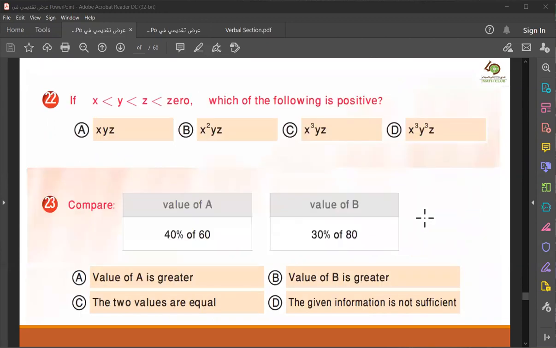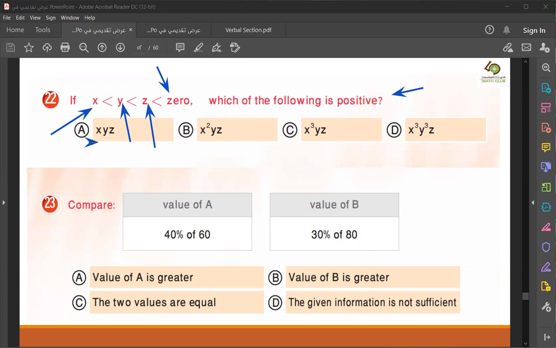Okay, now 22. What is the answer? If x, y, z less than 0. Look, my student, look. Here it says each one is less than 0. X is negative, y is negative, z is negative, then less than 0. So which of the following is positive? Okay, all of them are negative.